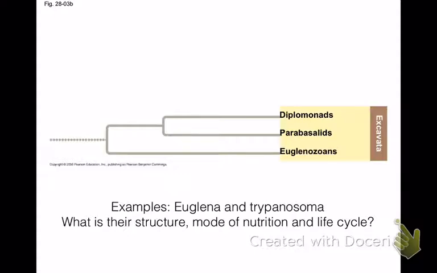So Trypanosoma is a diplomonad, and Euglena is a euglenozoan. And as shown on the study guide, for each of these organisms, you should know their supergroup as well as the structure of their cells, the mode of nutrition, are they autotrophs, heterotrophs, or mixotrophs, and for those that we covered, the life cycle.